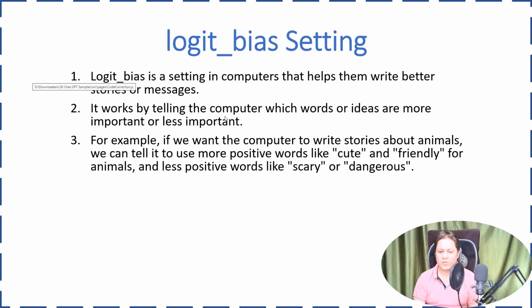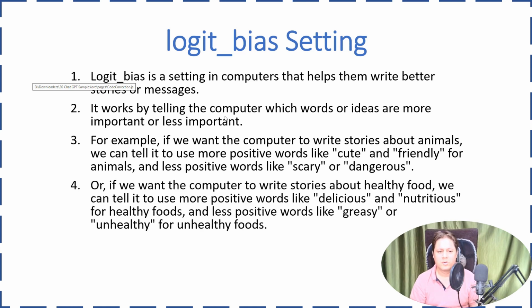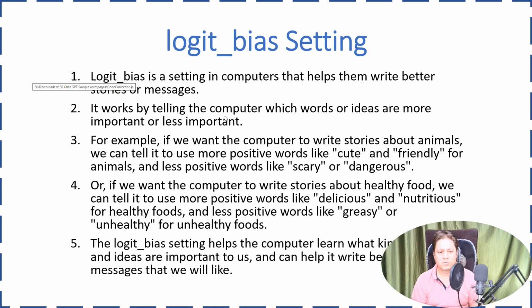So what we are doing here is changing the variable. We are giving a number so that the system can understand. I will tell you how to do that. In the fifth point, if you see, what I am mentioning is what kind of words and ideas are important to us. We need to handle that, and we need to mention that upfront.